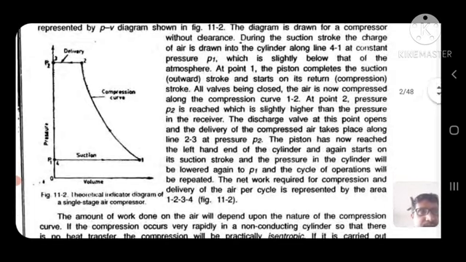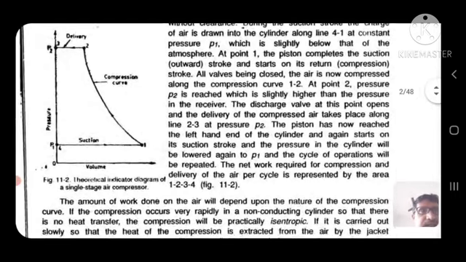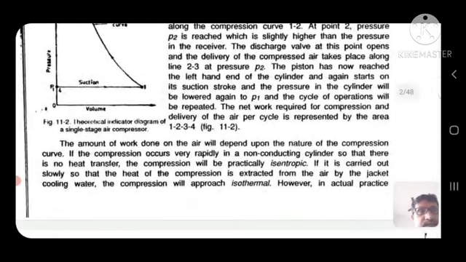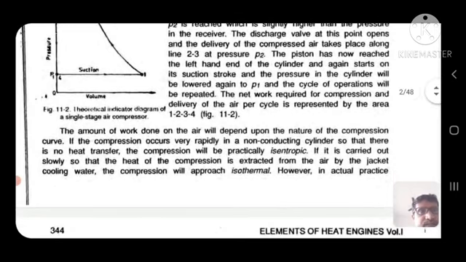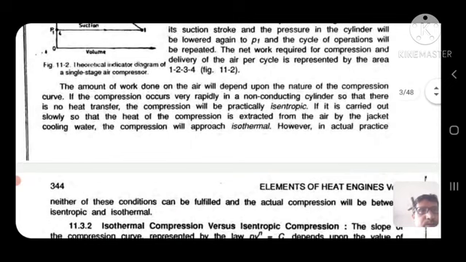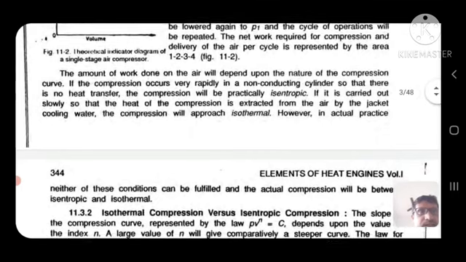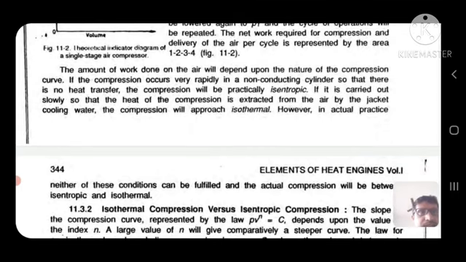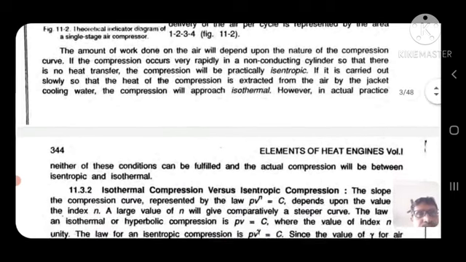The piston has now reached the left hand end of the cylinder and again starts on its suction stroke, and the pressure in the cylinder will be lowered again to P1 and the cycle of operation will be repeated. The net work required for compression and delivery of the air per cycle is represented by the area 1, 2, 3, 4.